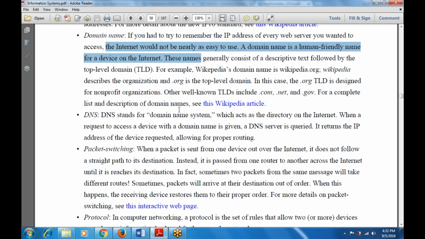The next one is packet switching. Whenever a packet is sent from one device to another over the internet, it does not follow a straight path to the destination. Instead, it is passed from one router to another across the internet. That is known as packet switching.